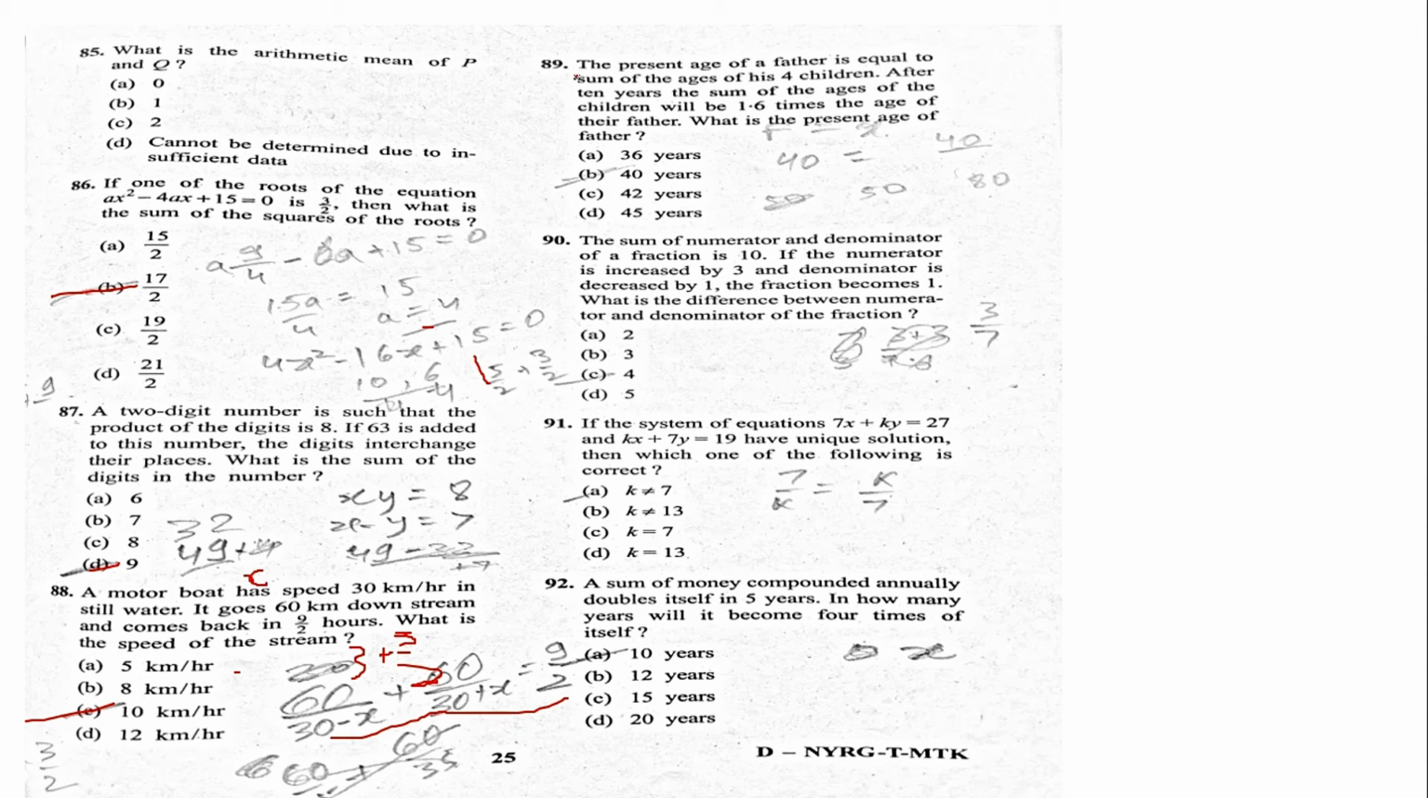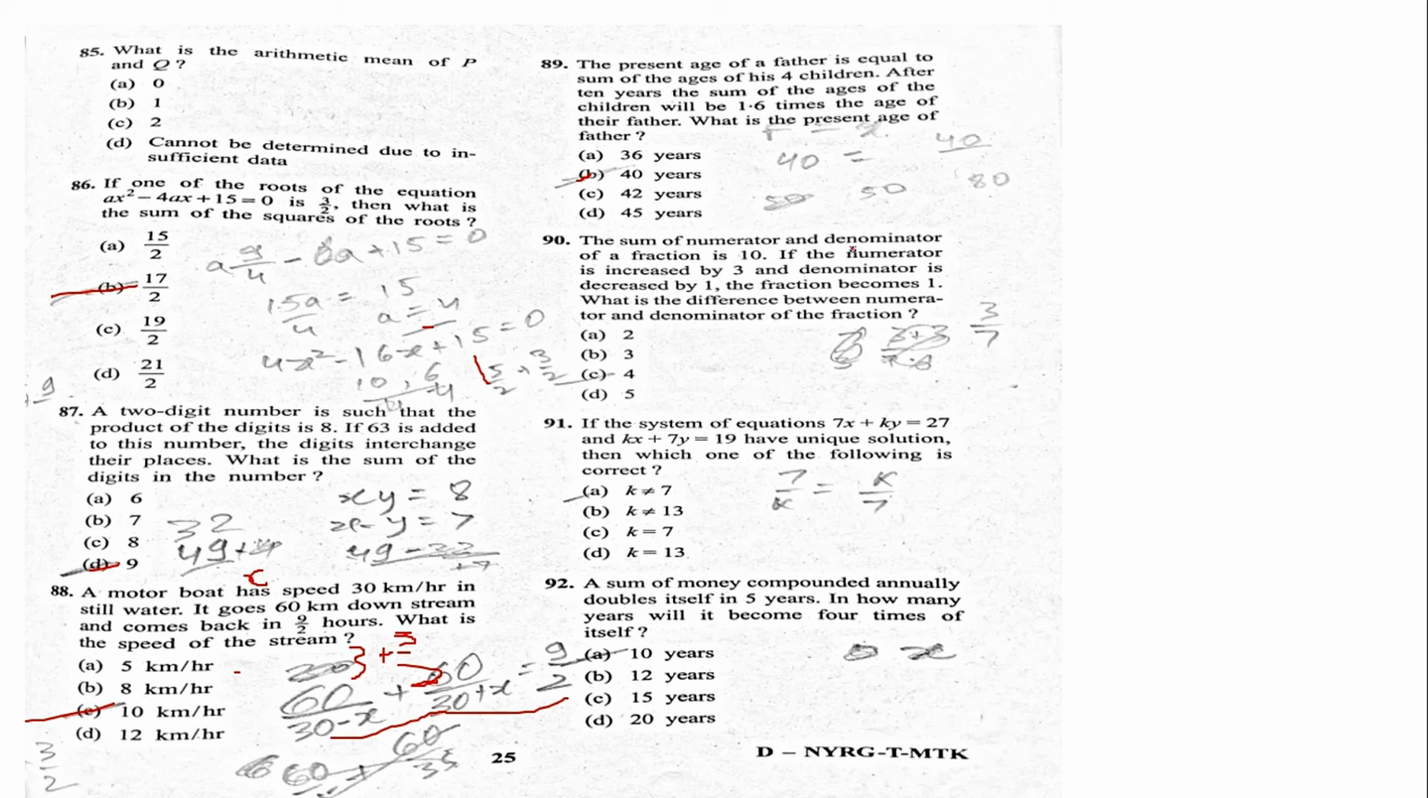So, 89th question. The present age of a father is equal to the sum of ages of his four children. In this case as well, like I said earlier, it is 1.6 times, and 4 is the number. So the number should be divisible by 4. So 40 could be one of the answers, and 36 also could be the answer. But let's start with the most simple number. So 40 is the right answer here. When you check it, it will be the right answer.